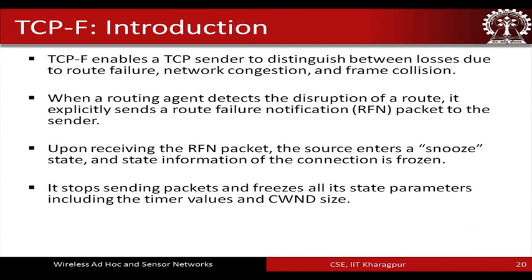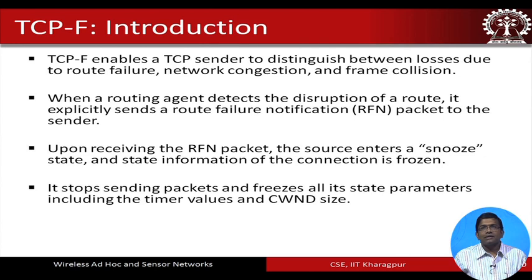When a routing agent detects the disruption of a route, it explicitly sends a route failure notification packet to the sender. Upon receiving the route failure notification packet, the source enters a snooze state and the state information of the connection is frozen. It stops sending the packets and freezes all its state parameters, including the timer values and the congestion window size. So, who stops? The sender stops. When does it stop? It stops when the route failure notification packet is received by it.